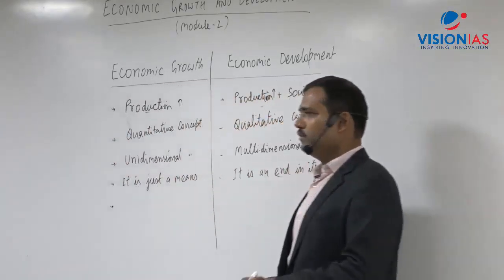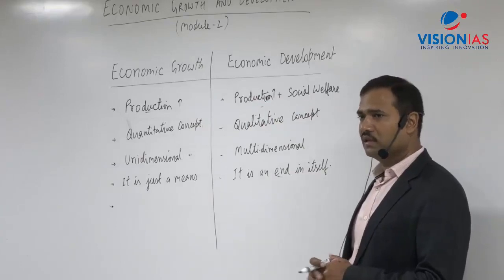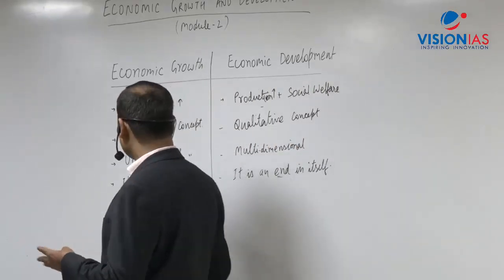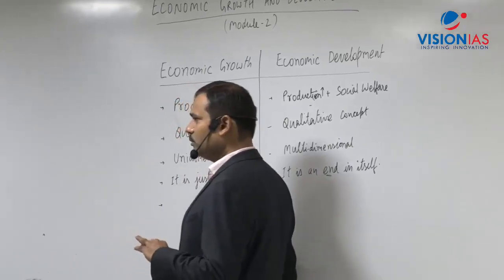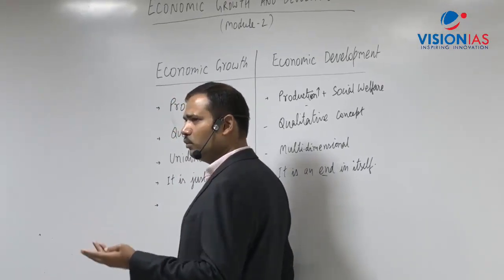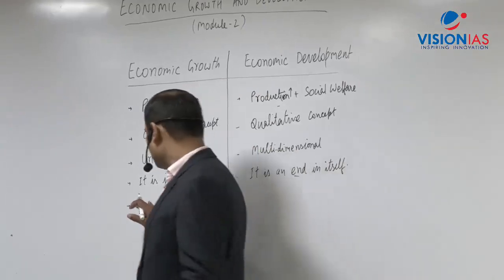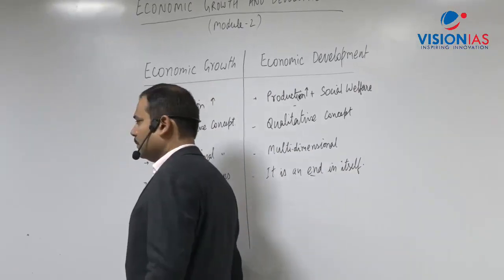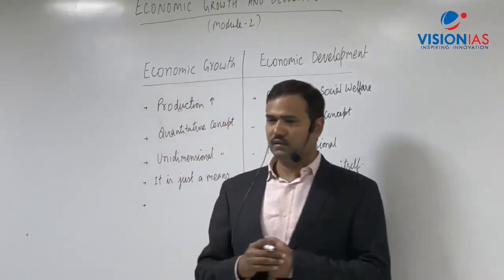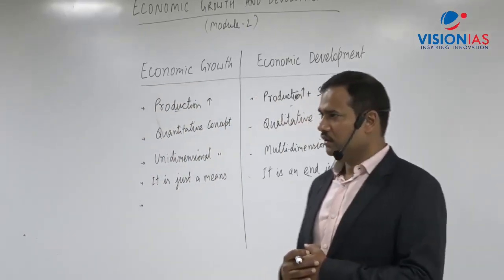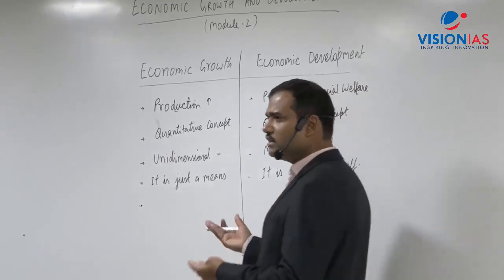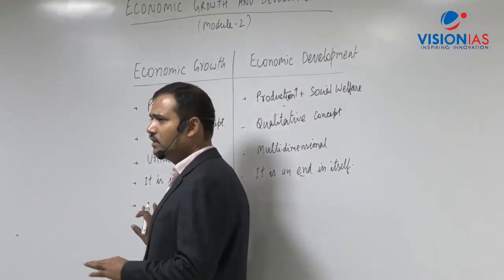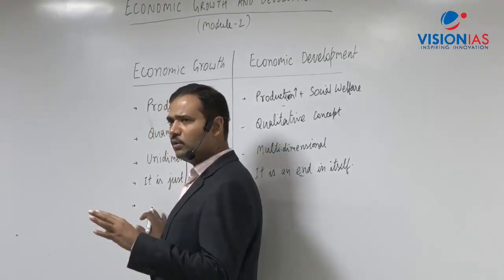Which is easy to achieve? Which is easier? Growth is very easy. Increasing production is relatively easy. So can we achieve this without economic development? Is it possible? Production will increase without improving welfare? Yes. So mention that it can be achieved without economic development. Relatively this is easy to achieve. So economic development may not be there, yet it can be achieved.